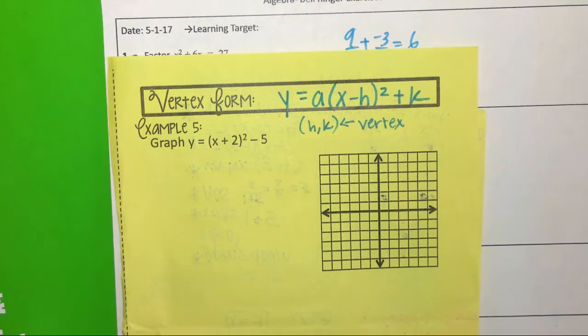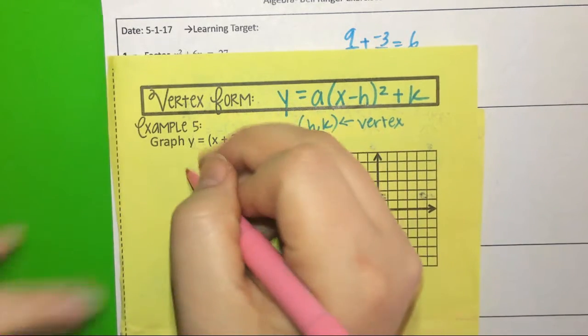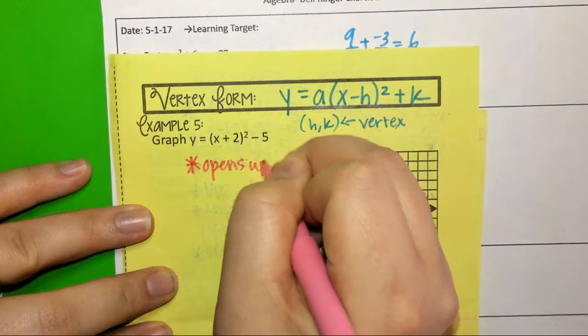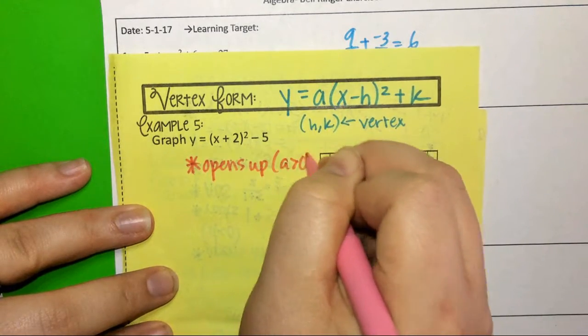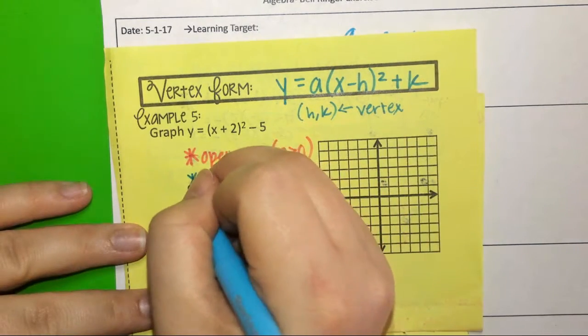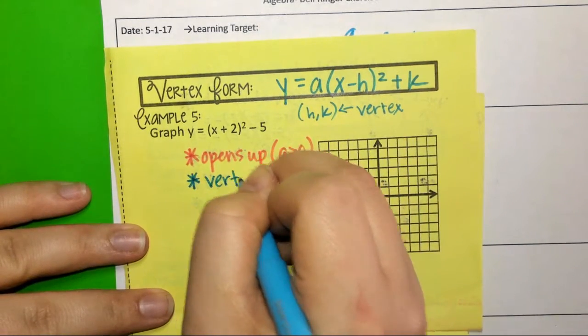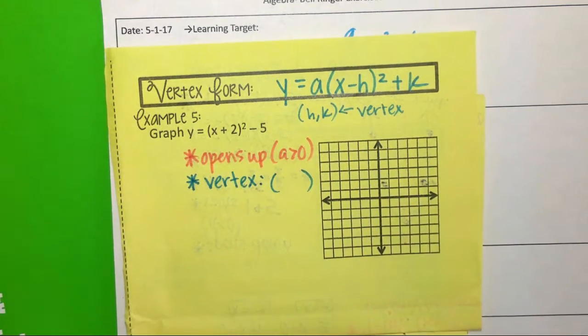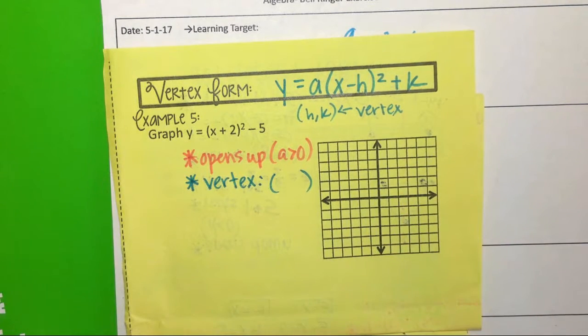Okay, before we go crazy, let's just start at the beginning again. Does this open up or down? Opens up because a is bigger than 0. And then I'm telling you, I can spot that vertex. Where is my vertex? I don't understand how to find this in general. The vertex? Yes. With this form, I'm telling you, you can see it.